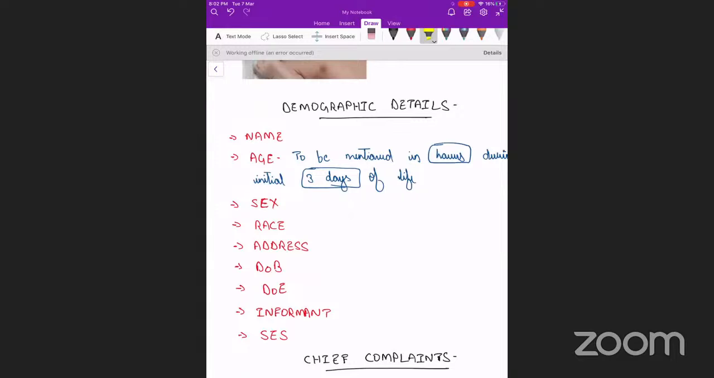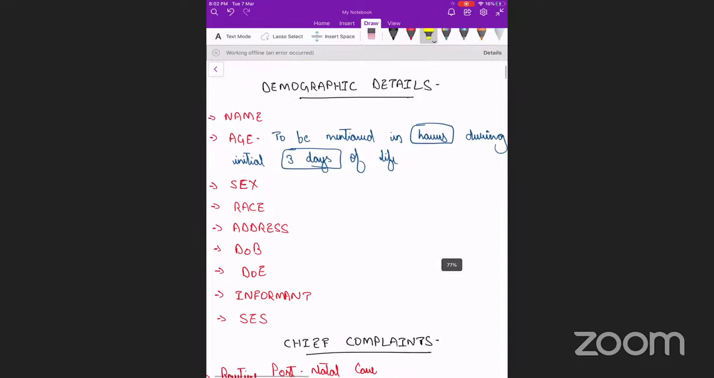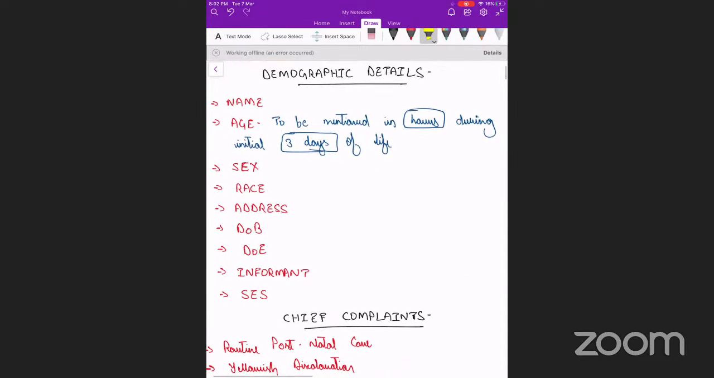History taking, for that matter, we start with the basic demographic details, right? So in these demographic details, we take the basic information. The name of the baby, obviously the name will not be kept for the child, so we call it baby of whatever the name of the mother is, followed by age. And one important thing in newborn history taking is to always mention the age of the child in hours. Always we mention the age of the child in hours up to the initial 3 days of life.